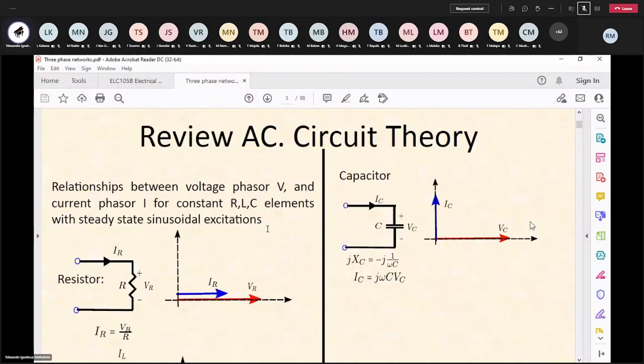Now, if you have a capacitor, you can see that IC is leading VC. So if VC is at 0 degrees, IC, the current through the capacitor, would be at positive 90 degrees. That means that the current IC is leading the voltage VC.